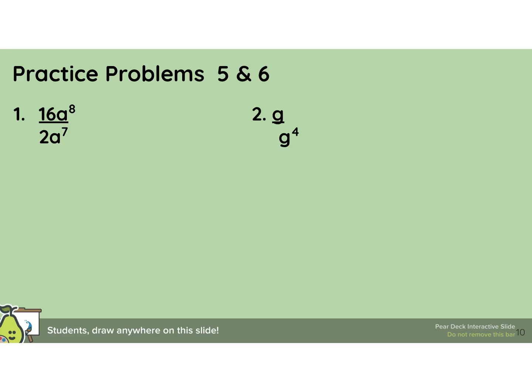Okay, practice problem 5 for the numbers. I have 16 divided by 2, which is 8. That's in the numerator. Then I have an 8 and a 7. 8 is larger, so we're subtracting on top. And we do 8 minus 7. So the final answer is 8a to the first power.